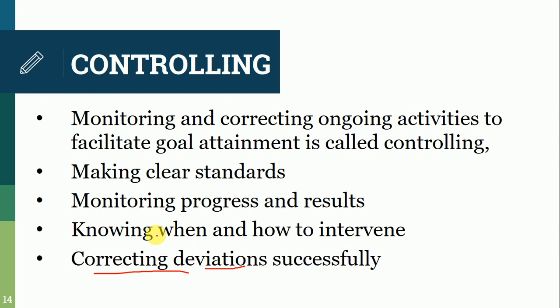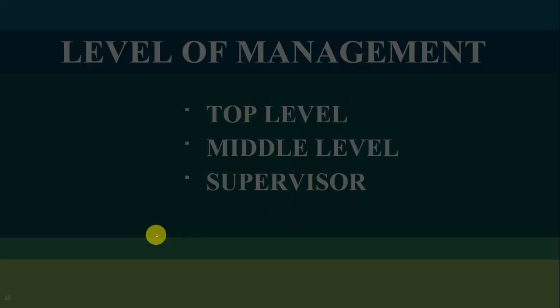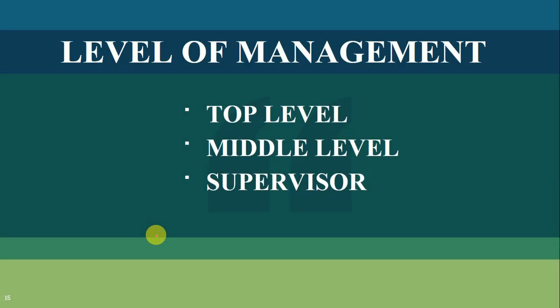So we do all these things in controlling. So this was about controlling. Now let's talk about the levels of management. There are three levels of management: the top level management, middle level management, and supervisor. It's also sometimes called the low level management, right?